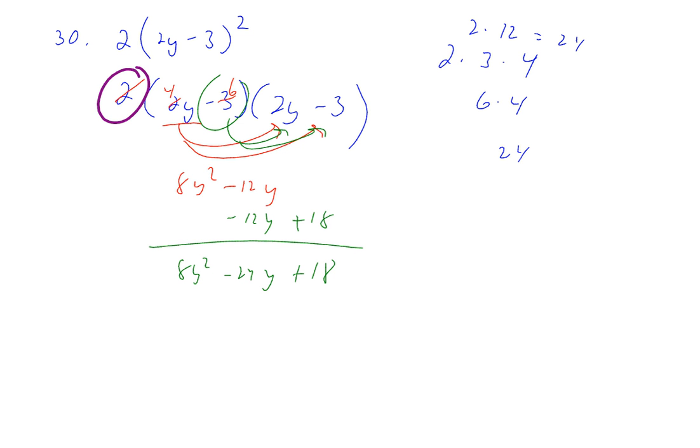Ethan, question? Yes, so you would have had 4y squared minus 6 minus 12y plus 9, and then distribute your 2.